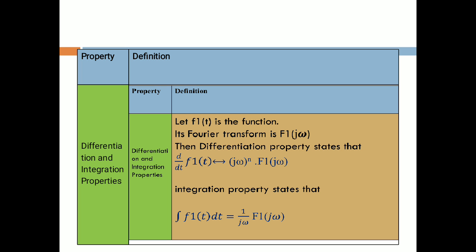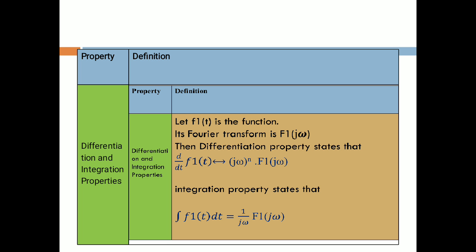To understand the property of differentiation and integration, let f1(t) be the function, and its Fourier transform is F1(j omega). Then the differentiation property states that d by dt, that is differentiation of f1(t) with respect to time, gives (j omega) raised to n into F1(j omega). This is the differentiation property.